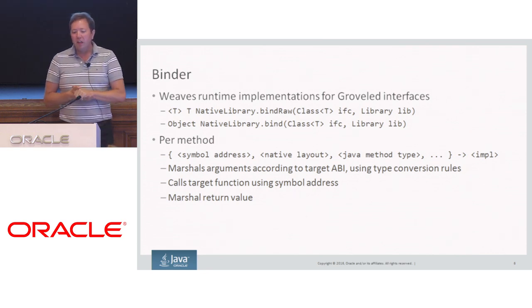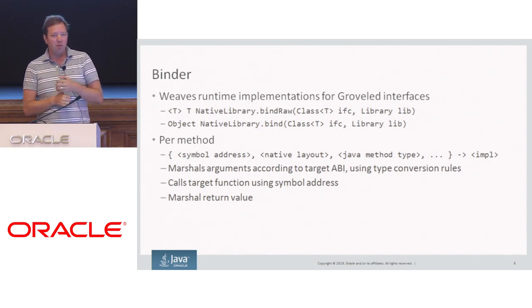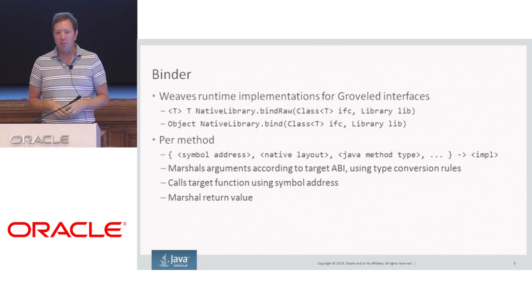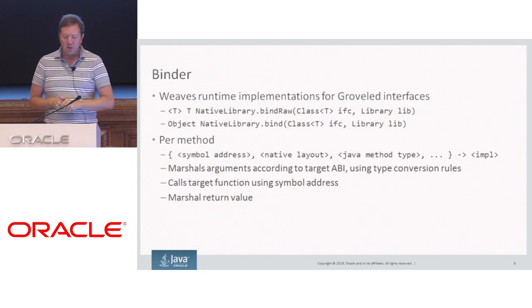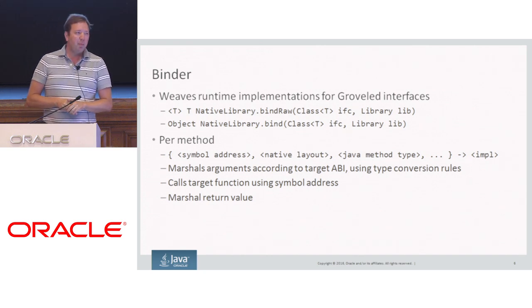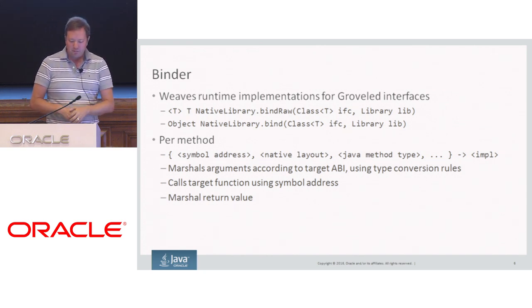The binder we have, somewhat simplified or very simplified, takes a number of different arguments. It takes, for example, the symbol address of whatever function you want to call or whatever variable you want to access, the layout of that on the native side, and the Java method type, or the type we want to represent on the Java level. And then it magically weaves an implementation.